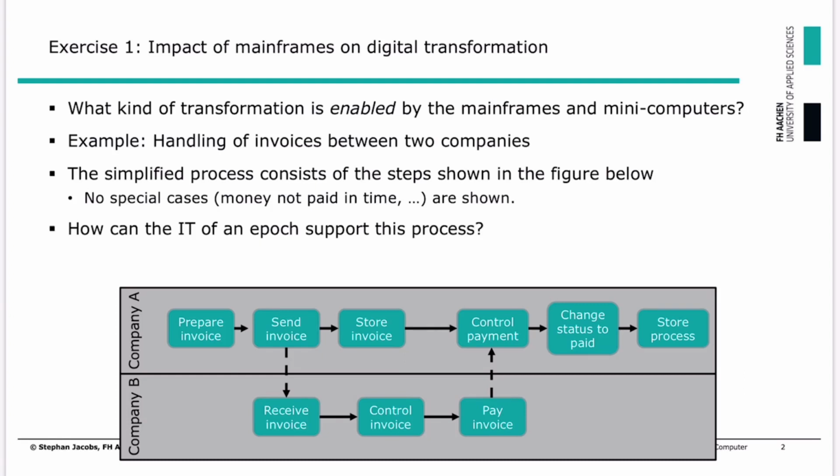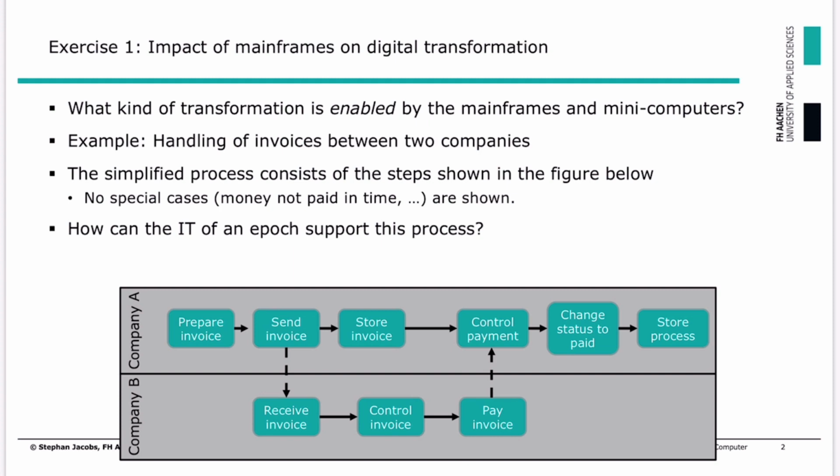Within the following exercises, I would like to discuss the impact which different kinds of computers have had on digital transformation. We are going through all the epochs which had to be discussed in the lecture and check how much is the influence, for example, on business, on a small company or a bigger company, on the behavior, on the processes, etc. Let's start with the mainframes.